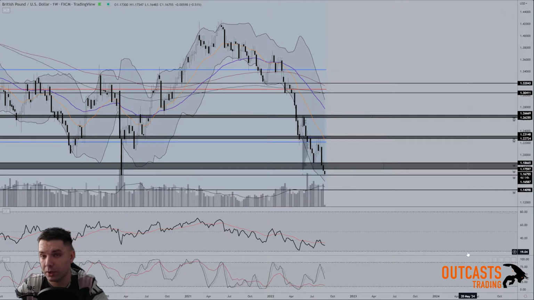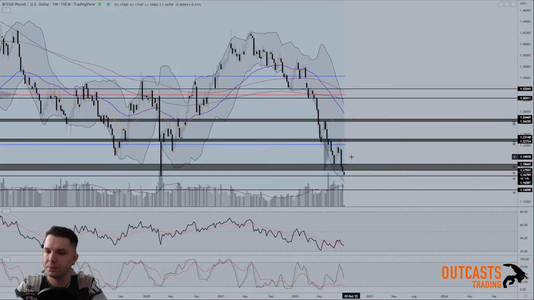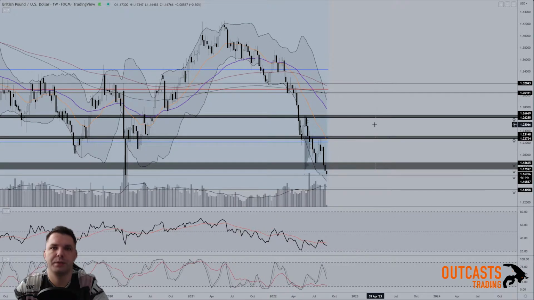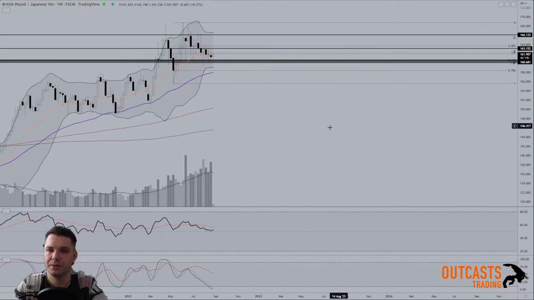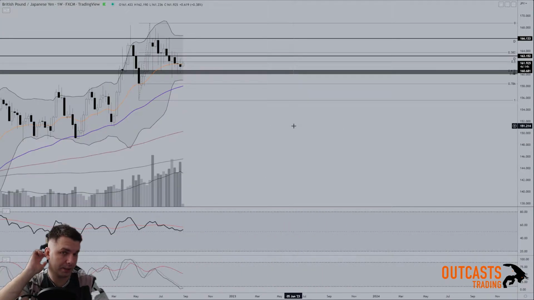Overall, looking for a potential bullish divergence forming, but everything looks just dead as it should be. It's just a bear market everywhere.